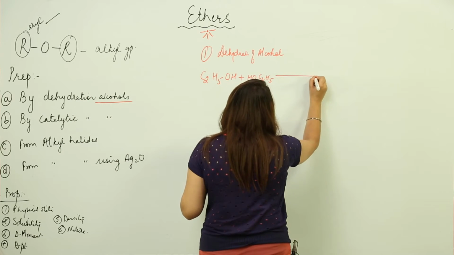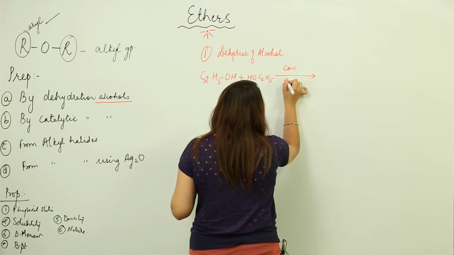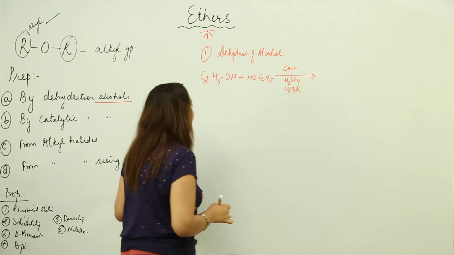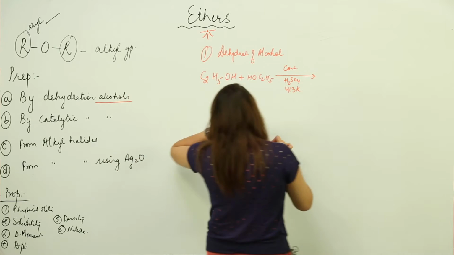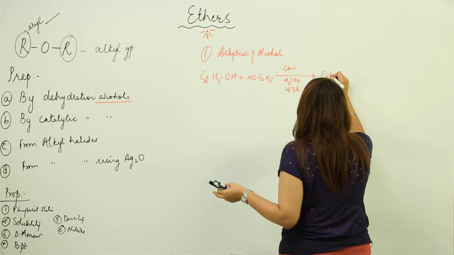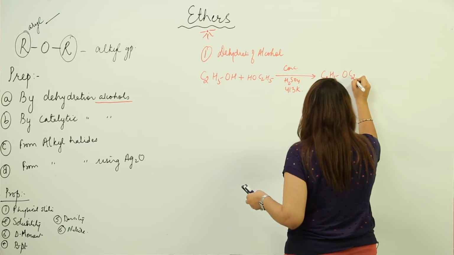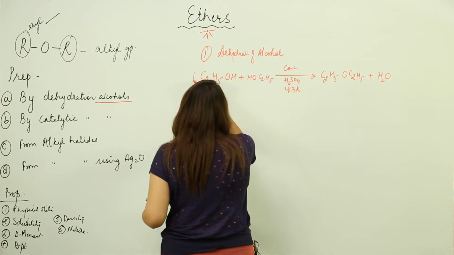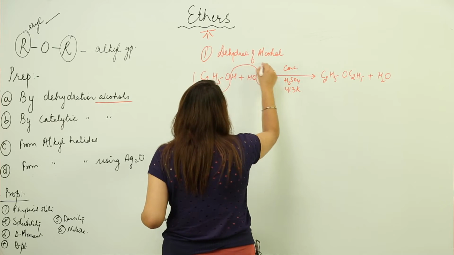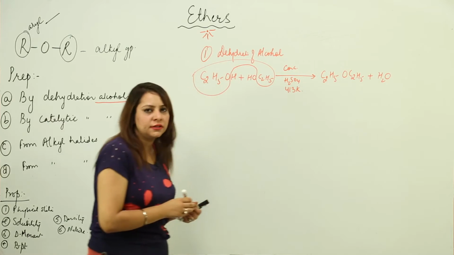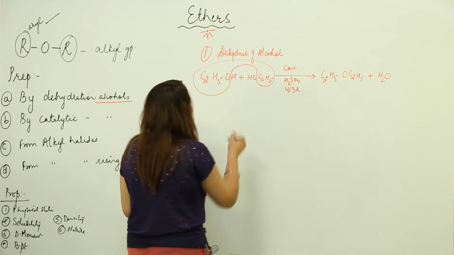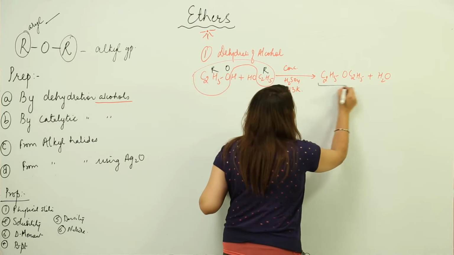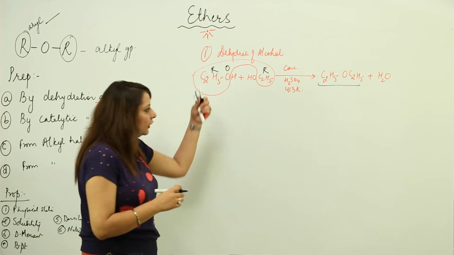So I am going to take a dehydrating agent. Let us take concentrated sulfuric acid and heat it at a temperature of 413 Kelvin. What happens is they both get joined, the ether is formed, and along with that we get a water molecule. It happens like this. It is ROR, so it is C2H5O C2H5. As you can see, this is R, this is O, and this is R. So they are joining and forming this ether, and along with that you get water as a product.